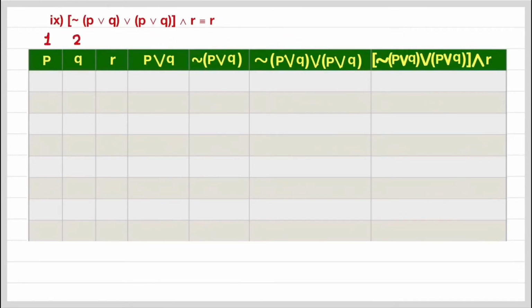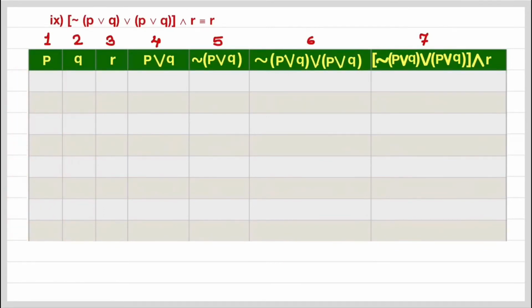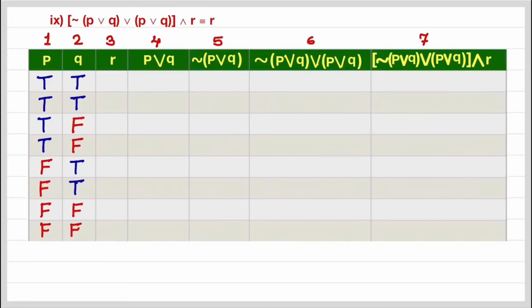Remember that we have to calculate the disjunction only one time. P or Q is repeated, but we will count it once only. For P, we have to take the first 4 values true and the last 4 values false. For Q, we have to take 2 values true, 2 values false, and repeat it once again. For P, first 4 values true, last 4 values false, make it half. For Q, we will take 2T and 2F, repeat it, 2T, 2F. For R, we will make it half again, that means 1T and 1F.